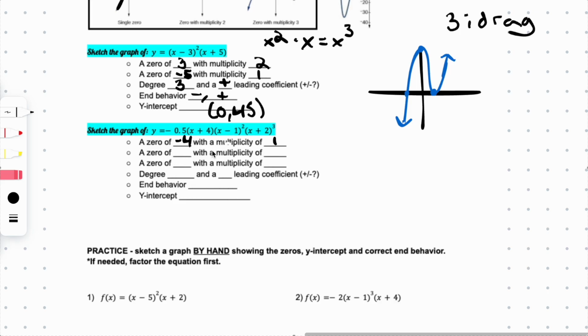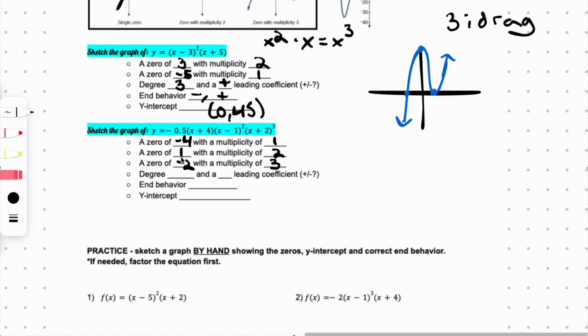Now, for the second parentheses, we have a 0 of +1, and we have a multiplicity of 2 since we're raising it to the second. And for this third 0, we have a 0 of -2, and we're raising it to the third power, so we have a multiplicity of 3.